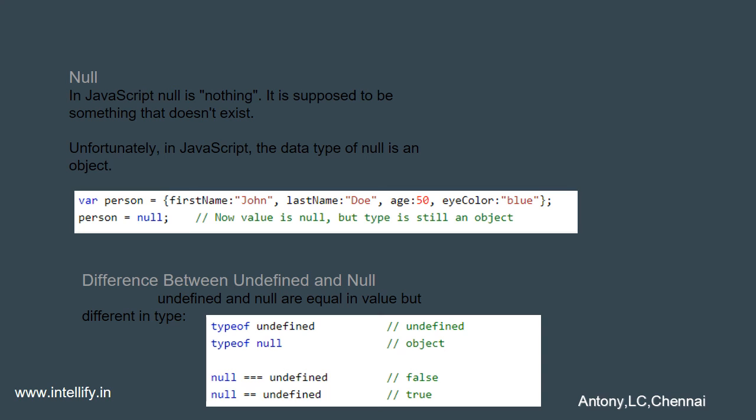Next. Unfortunately, in JavaScript, the data type of null is an object. For example, see variable person is equal to firstName John, lastName Doe, age 50, eyeColor blue. Person is equal to null. Now the value is null, but the type is still object. It is defined.